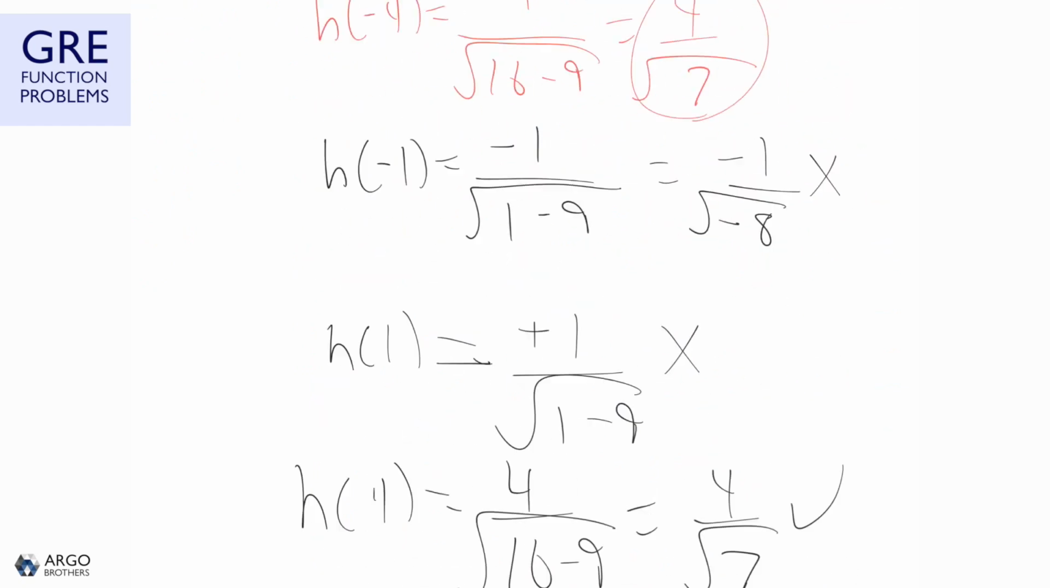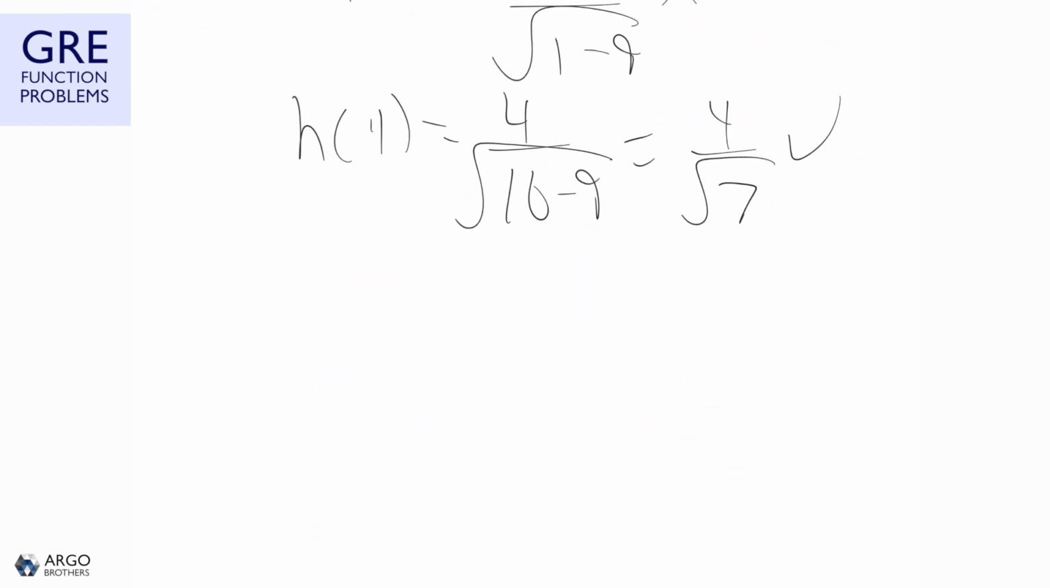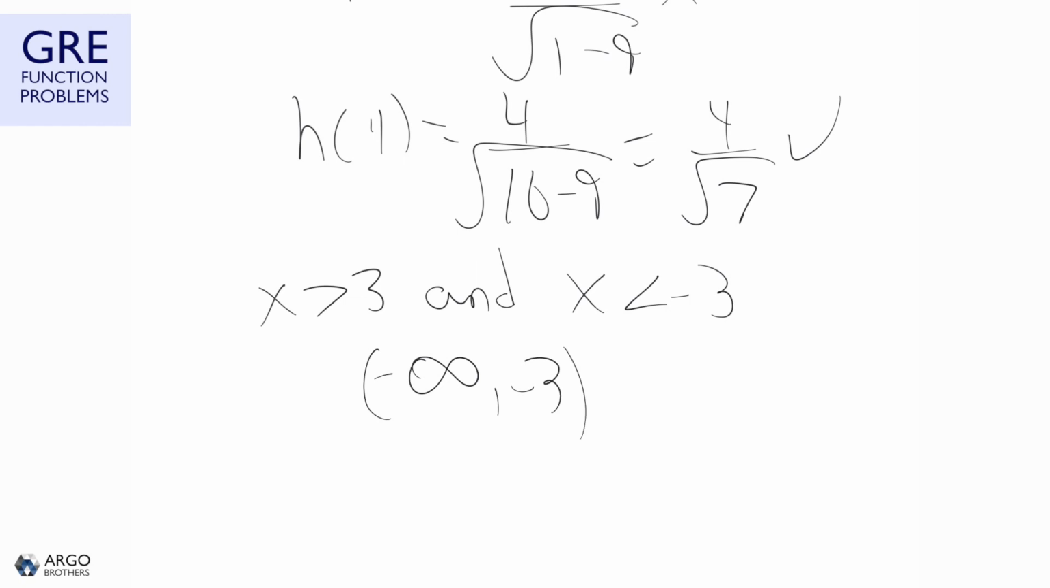And the way to write that would be like this. x is greater than 3 and x is less than negative 3. Or you could use that notation I showed before: from negative infinity to negative 3, exclusive, and then from 3 to infinity.